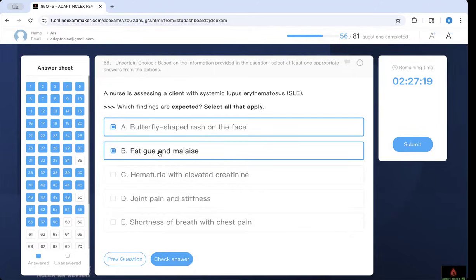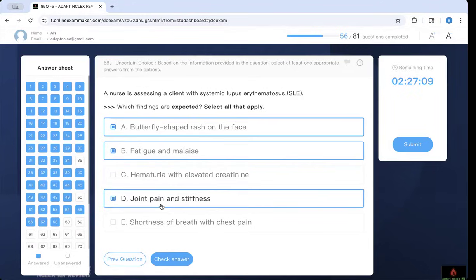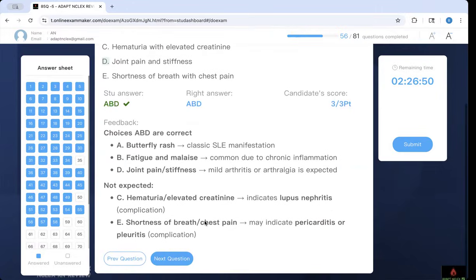But when other organs are affected, you have blood in your urine and creatinine is high, this is nephropathy. Lupus nephropathy is bad. Joint pain and stiffness is a musculoskeletal problem, right? Rheumatoid disease, therefore that's fine. Shortness of breath and chest pain means you have pericarditis and carditis. These are all complications from systemic lupus, so those are not expected findings, they are bad complications.